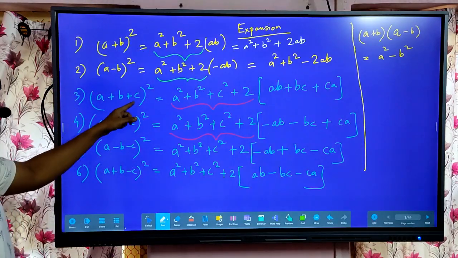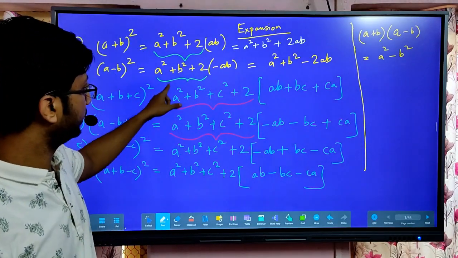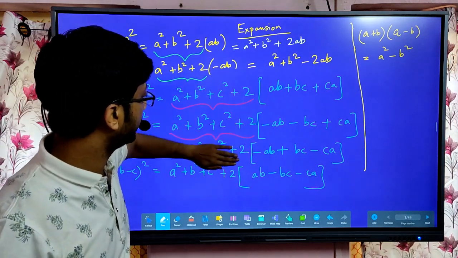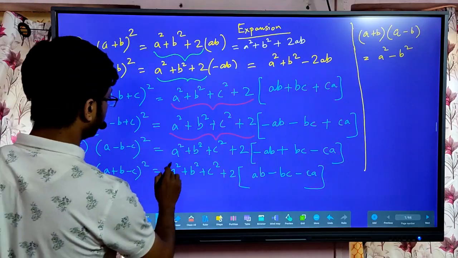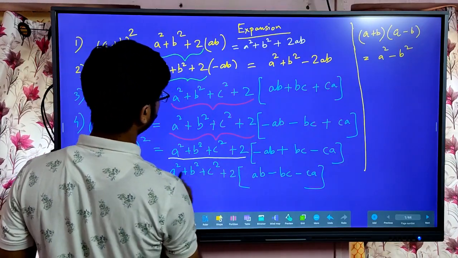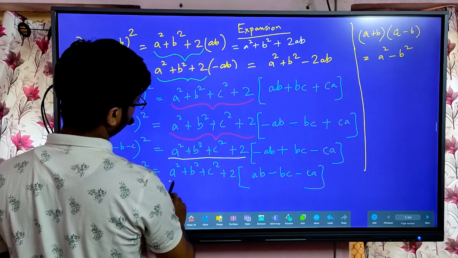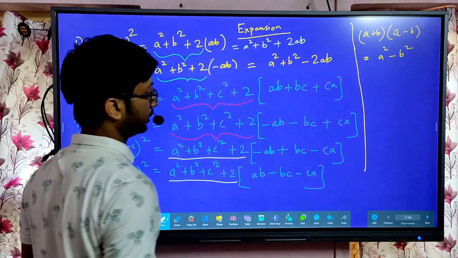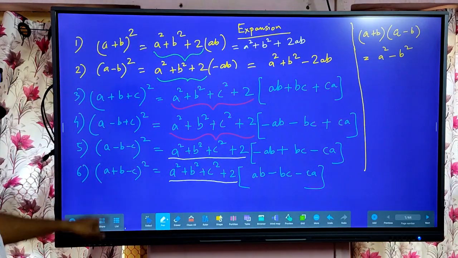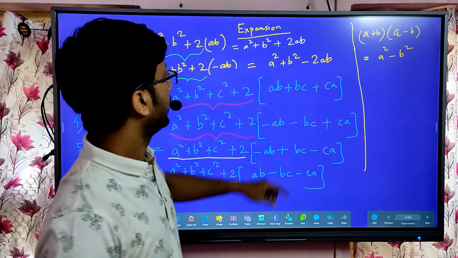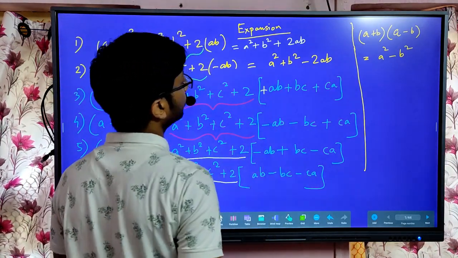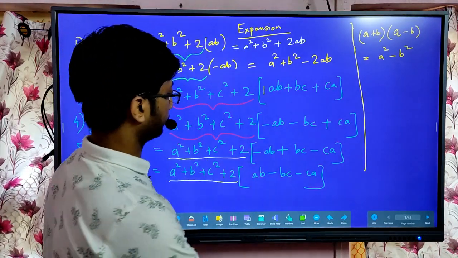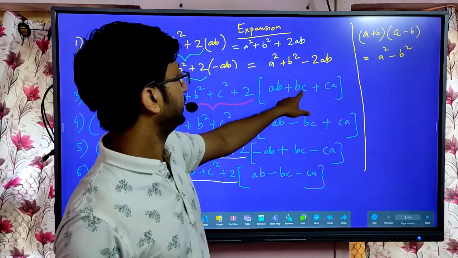Now see, when 3 terms come, the previous things will remain same, that is a square plus b square plus c square plus 2. Up to this portion it will remain same everywhere. See, here also it is a square plus b square plus c square plus 2, here also. Up to this it will remain same. The change will happen in the combination portion, that is ab, bc, ca. So here it is plus everywhere, so it is plus ab. I have not written plus over here because we don't write plus; if nothing is there, it means plus. So ab plus bc plus ca.